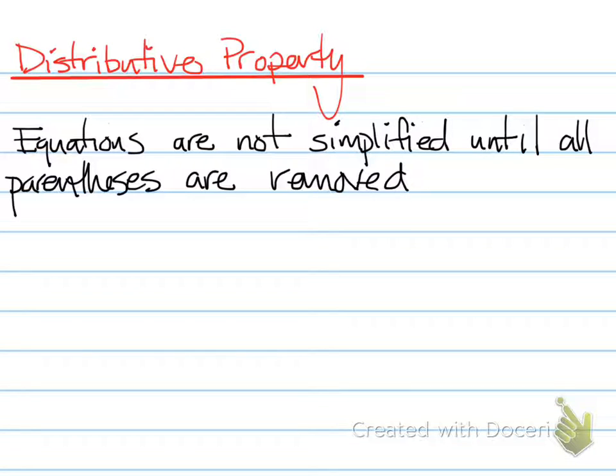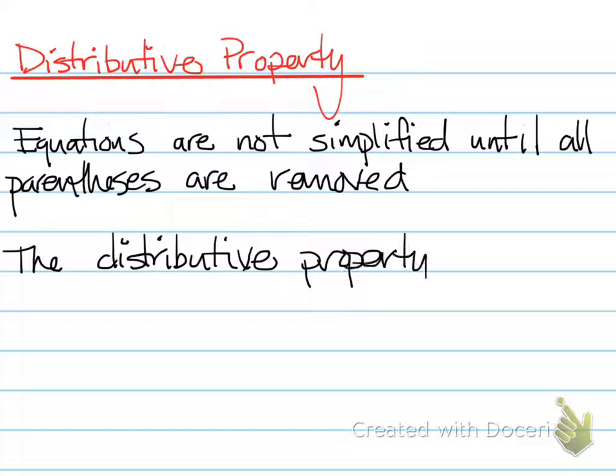So in the process of solving an equation, we want to simplify the expressions on both sides of the equation. And in order to simplify those expressions, we need to get rid of the parentheses. The way that we get rid of those parentheses is by using the distributive property.